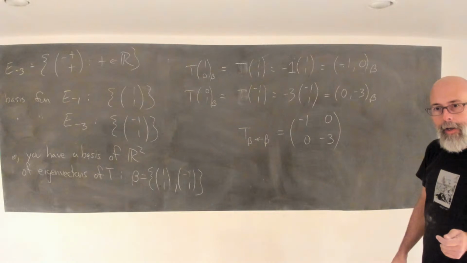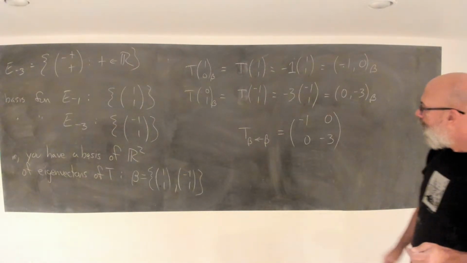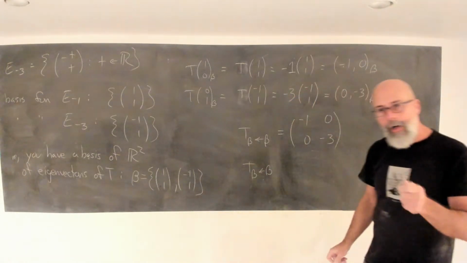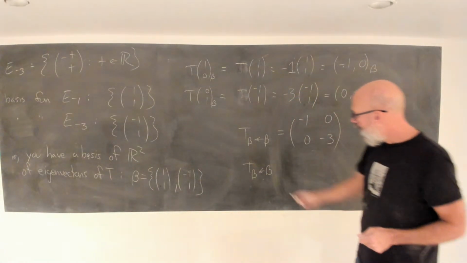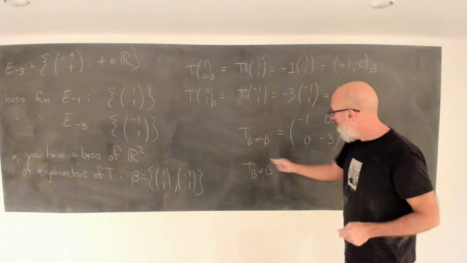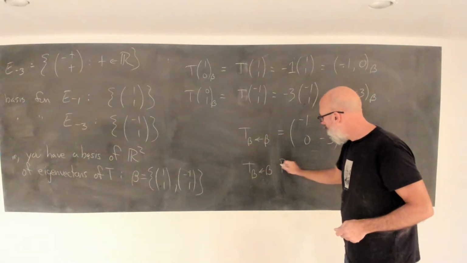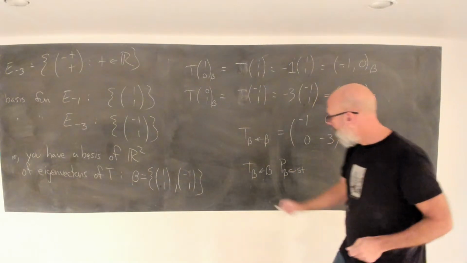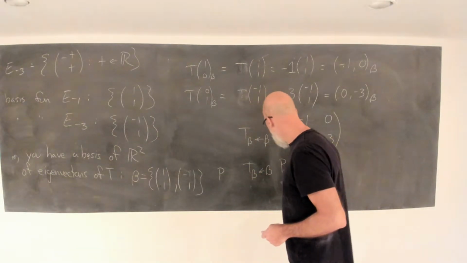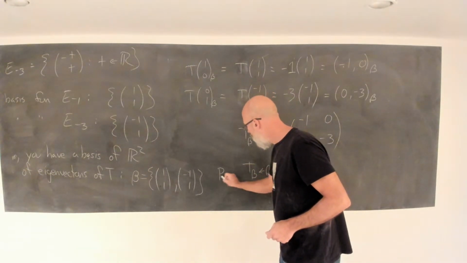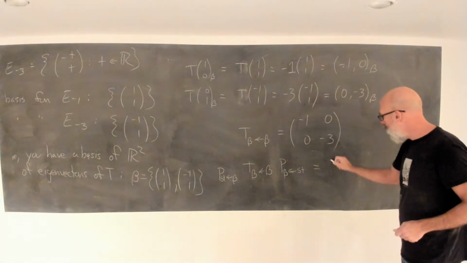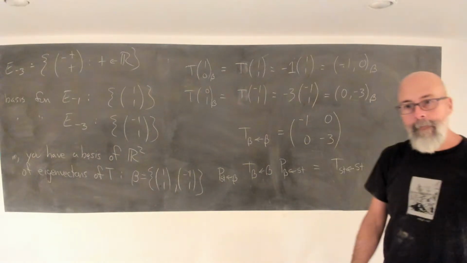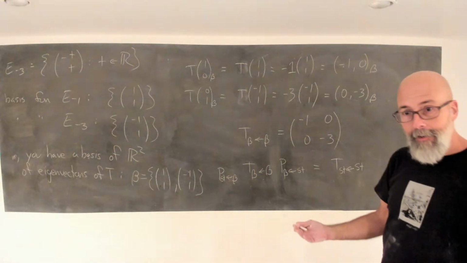And so that's why diagonalization works. If you have a change of basis that goes from standard to B, and then the inverse, or B to standard, then this is going to be the representation from standard to standard. Isn't it amazing? It really is.